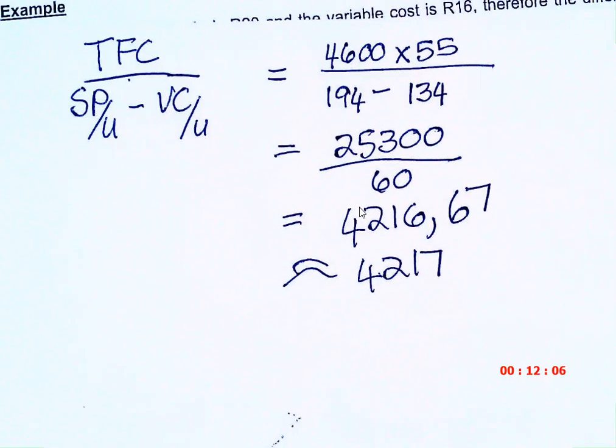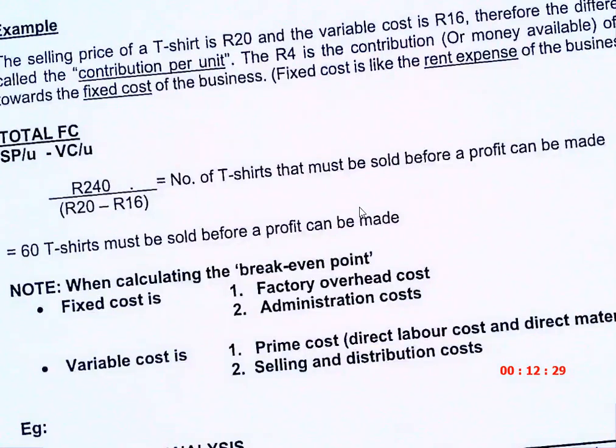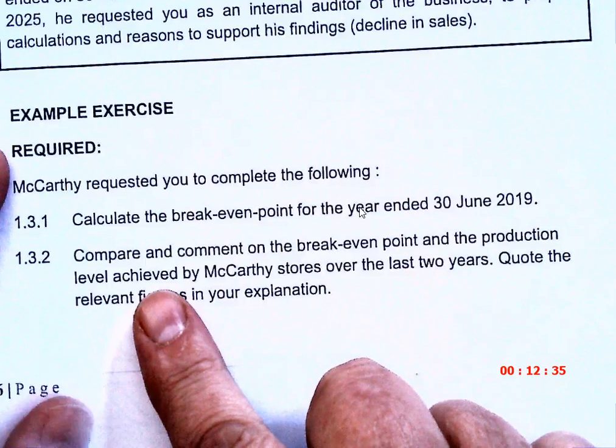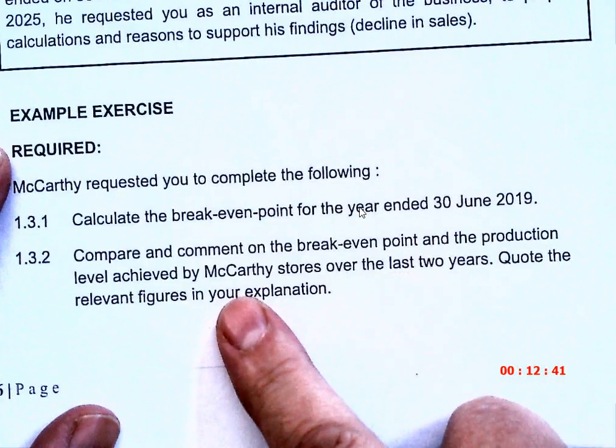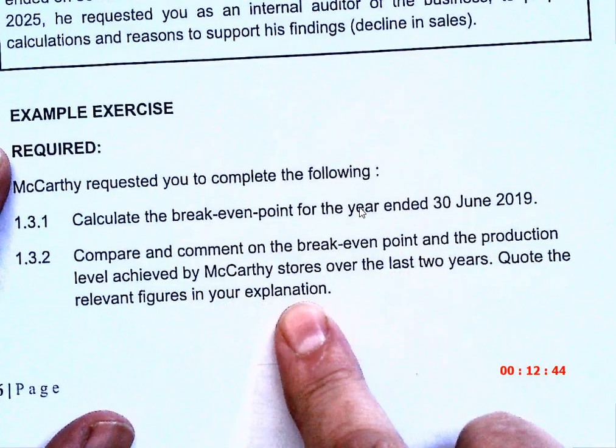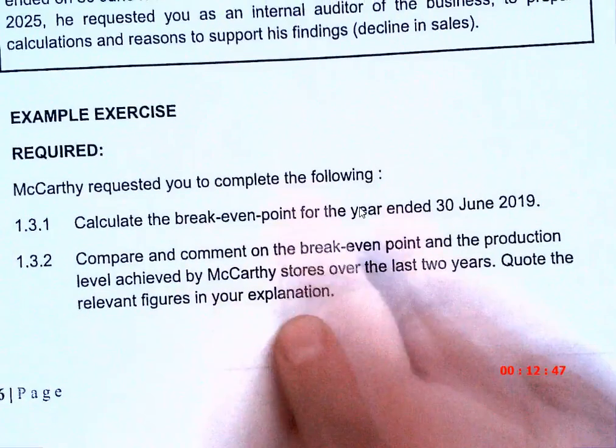Okay. Now they ask you, question 6, they ask me here, page 6. Isn't it fun having a teacher who's always dear mekaar? Always dear mekaar. Ah, there. So they say, compare and comment on the break-even point and the production level achieved by McCarthy stores over the last 2 years. Quote the relevant figures in your explanation.